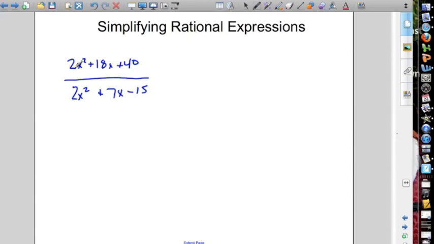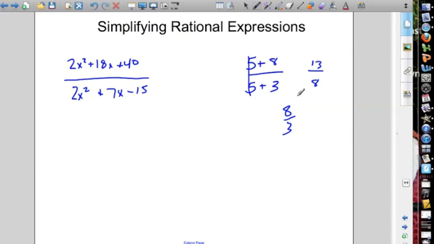Now the temptation is to want to say, oh, 2x squared and 2x squared, I'm going to cancel those out. But we can't fall for that trap. That's not a valid way of simplifying. And so just like if you have 5 plus 8 over 5 plus 3. As I look at that, 5 plus 8, that's going to be 13. 5 plus 3 is 8. So I should get 13 eighths. But if I cancel these out, I get 8 thirds.